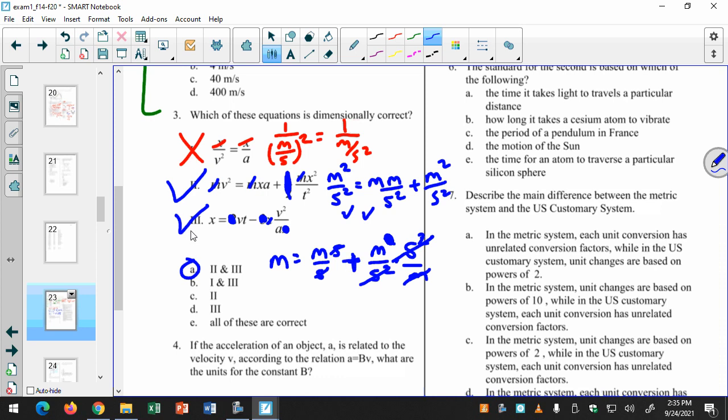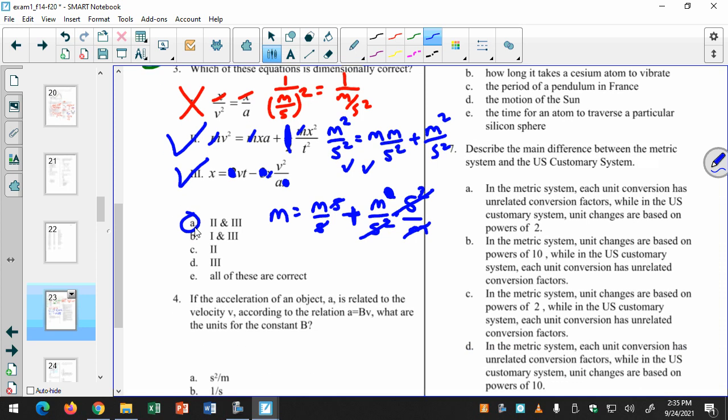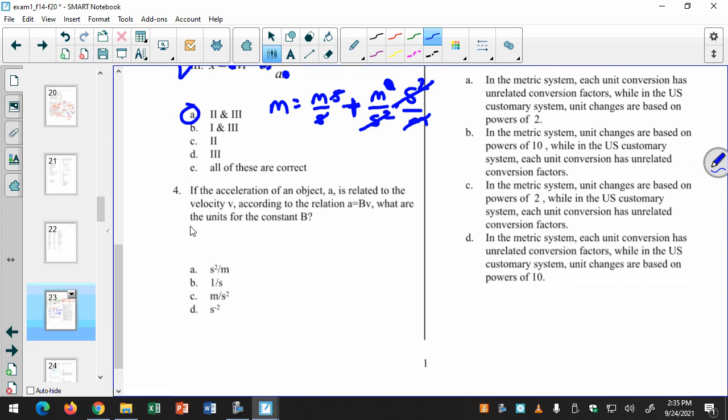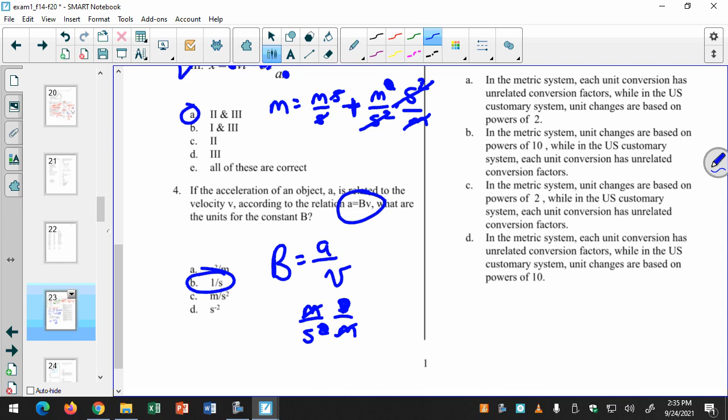So that's how you're going to approach those, and you will have that question. It'll just be different equations, but you do the same thing. You'll have one like this too. In order to do this, you first just start with the equation and you solve it for the constant. So here, b is a divided by v. I divided both sides by v. A is meters per second squared. V is meters per second, but I flip it when it comes up into the numerator. These cancel, this cancels with this, and I'm left with 1 over seconds.